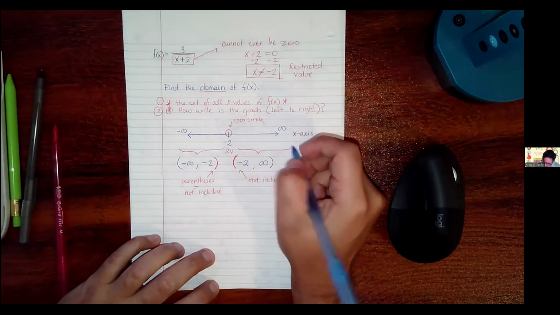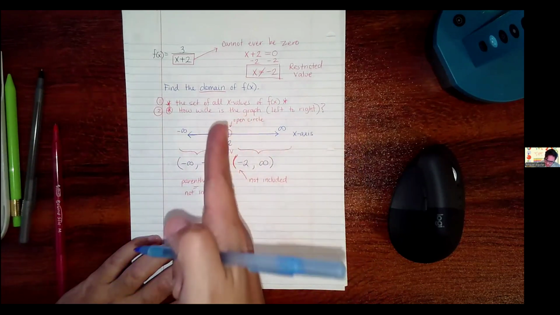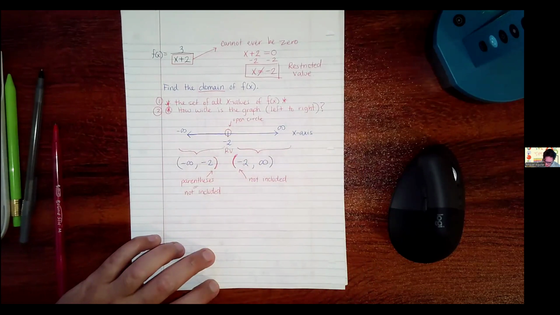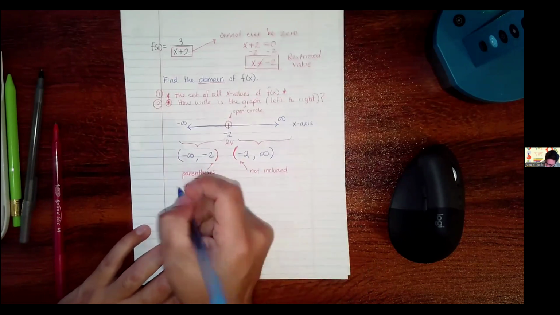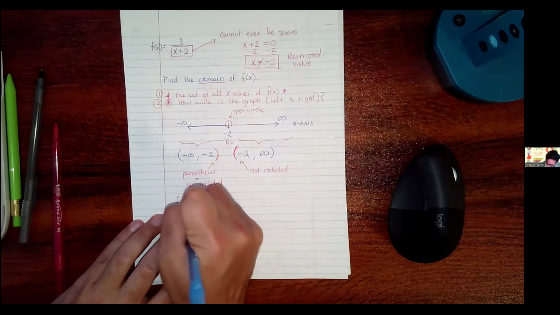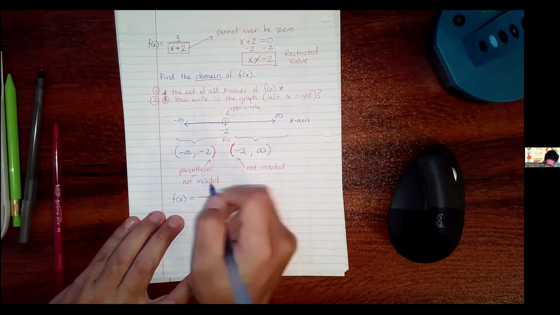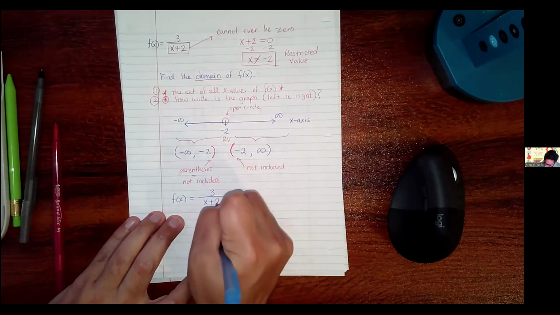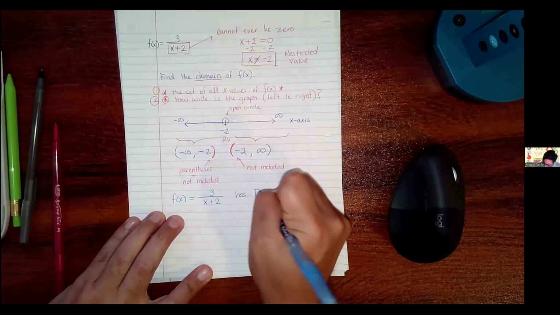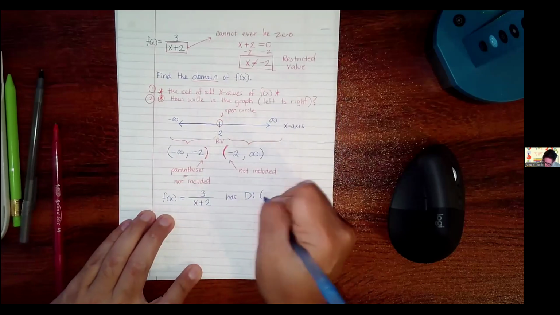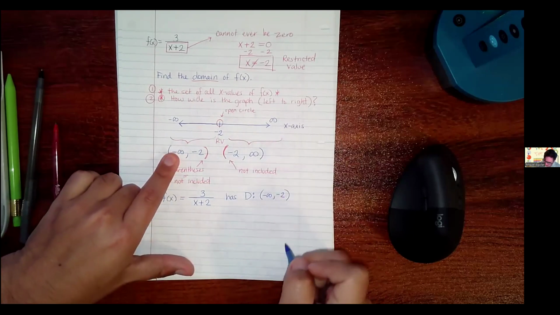Okay. So if you make one cut, if you have one restricted value, think about that as cutting your number line into 2 sections. And so now the domain has these 2 parts. So what we're going to say is that the function, and you don't have to write this whole thing, 3 over x plus 2 has a domain D, and we're going to put negative infinity, comma, negative 2. This is the left-hand side.